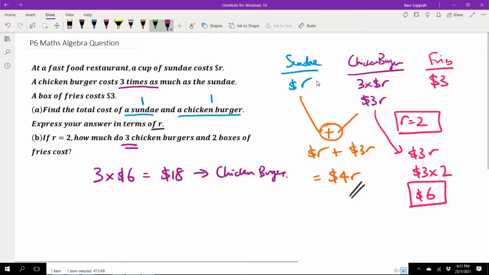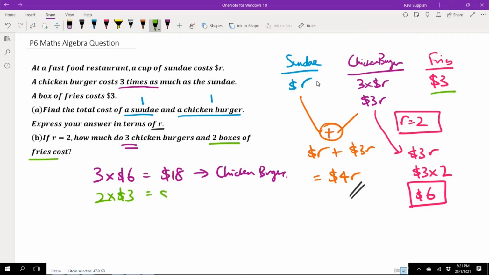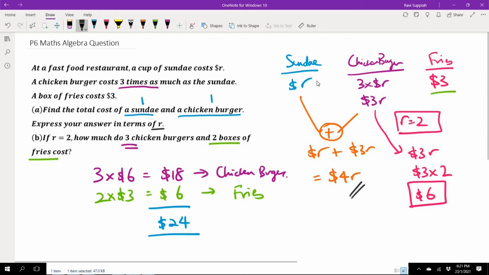And we are also told that we are buying 2 boxes of fries. So one box of fries is $3. So $3 and 2 boxes of it. So that will give me $6. So that is for the fries. So the total amount that this order will cost is 18 plus 6, which will be $24. So that is the answer here for part B.